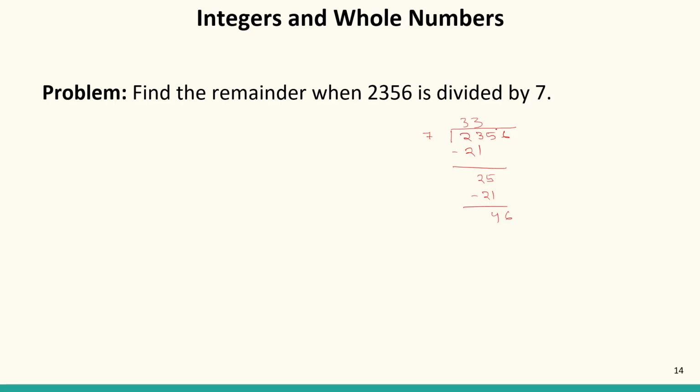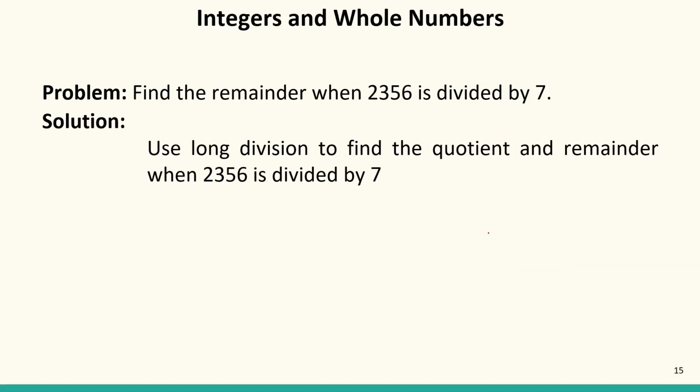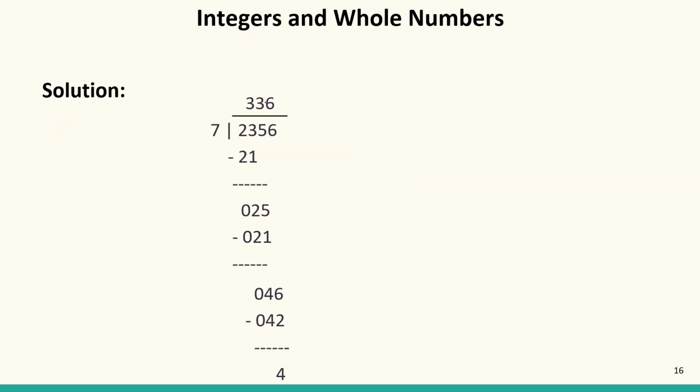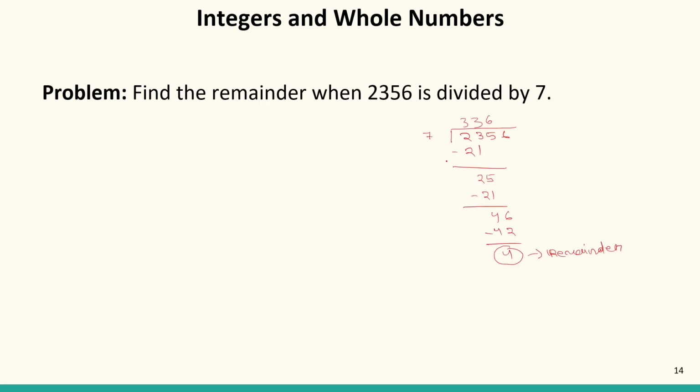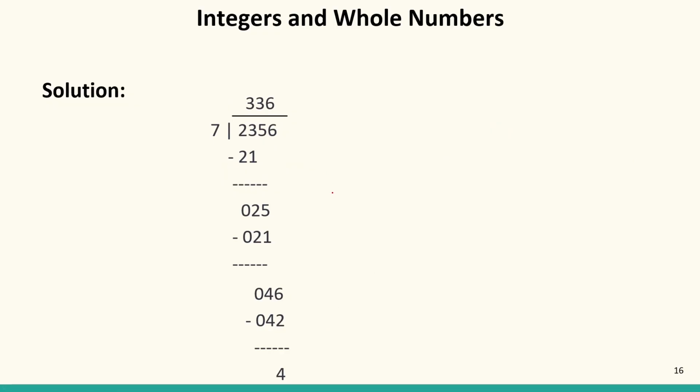will be 42, and 7 into 7 will be 49. So 6 will be appropriate. So 42. 7 into 6 is equal to 42. So what we get here is that the remainder is 4. So we found the remainder. Okay. So we used the long division method here to evaluate the remainder. You can clearly see that the remainder is 4.